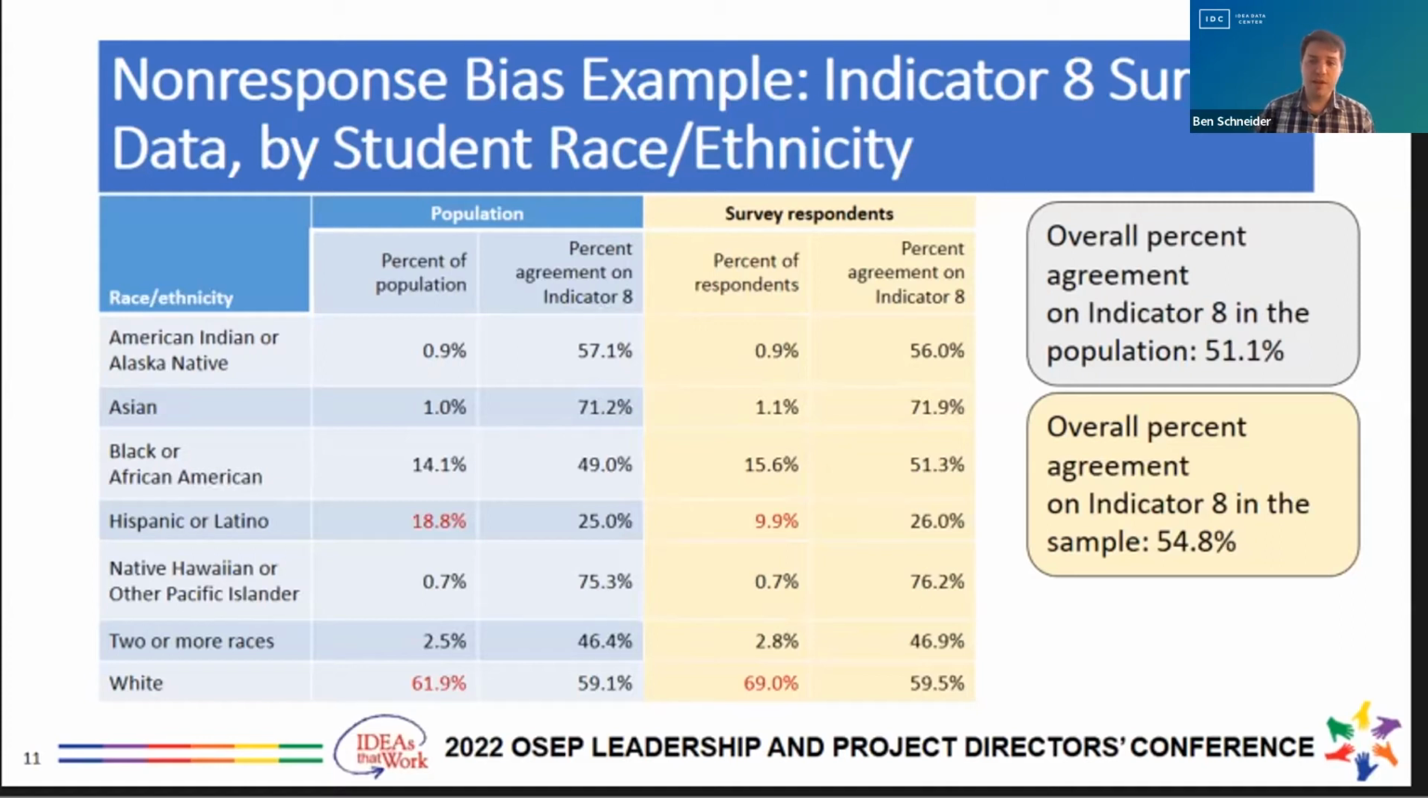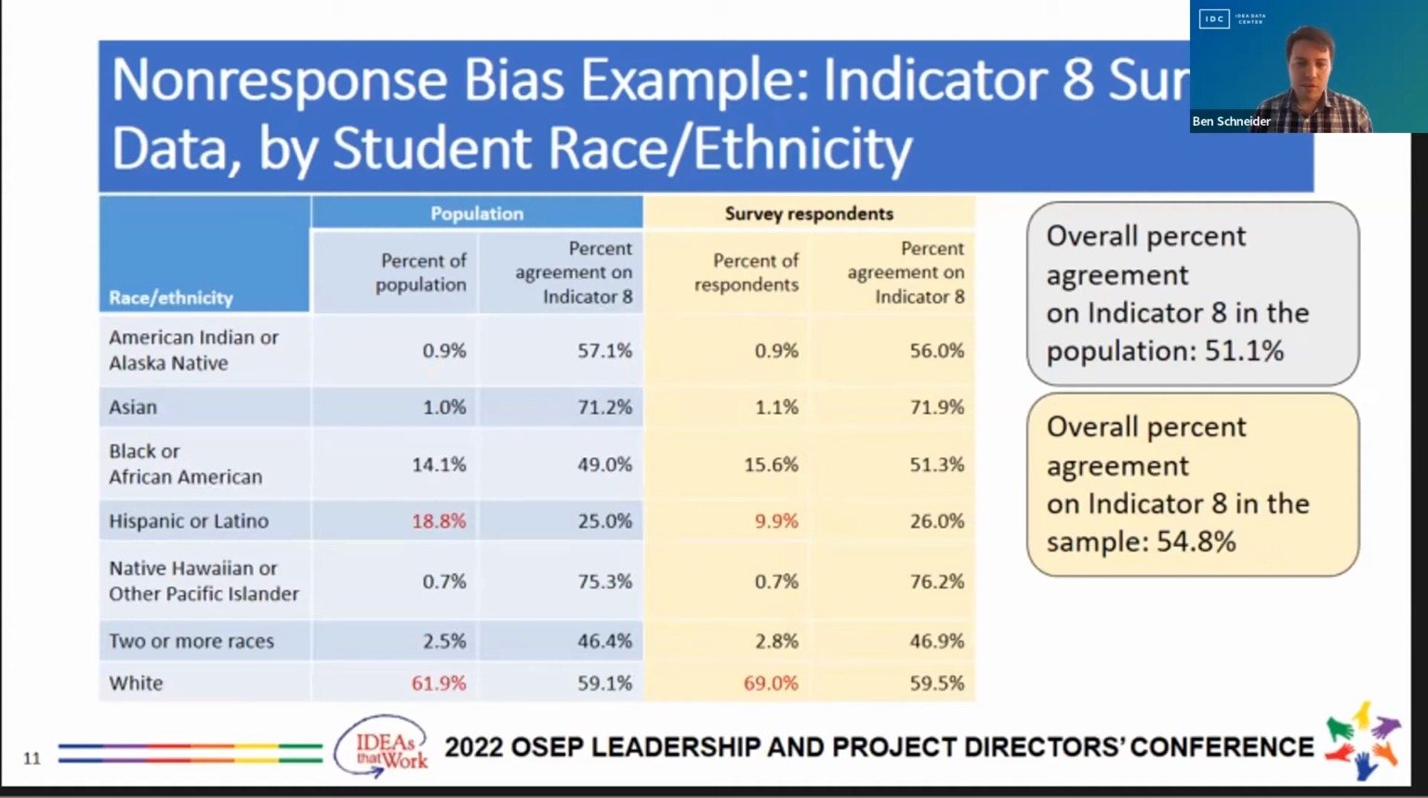Why is the estimate too high? In our example, it's because of non-response bias. We can clearly see why there's non-response bias here. The two requirements for non-response bias are both present. First, there's systematic underrepresentation. As we can see in the table column titled percent of population, parents of Hispanic or Latino students make up 18.8% of the population. Yet they make up only 9.9% of survey respondents, as we can see in the column titled percent of respondents.